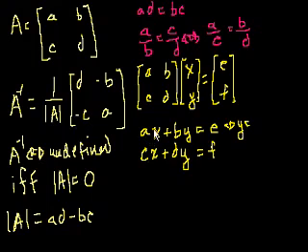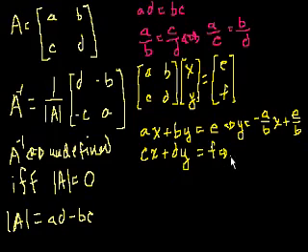Y is equal to minus a over b x plus e over b, right? I'm just skipping some steps, but you subtract ax from both sides, and then divide both sides by b, and you get that. And then this equation, if you put it in the same form, just solve for y, you get y is equal to what?